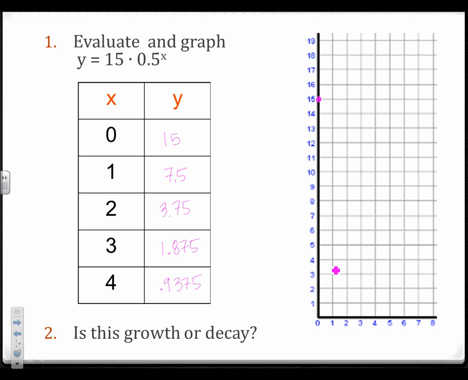At 1, I had 7.5. At 2, I had 3.75. At 3, I had 1.875. At 4, I had 0.9375. So if I take those points and connect them, you can see that I don't do a good job of connecting points, but also that it's going to keep going down and that this is an example of decay.